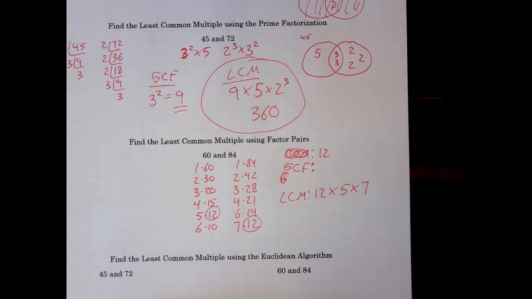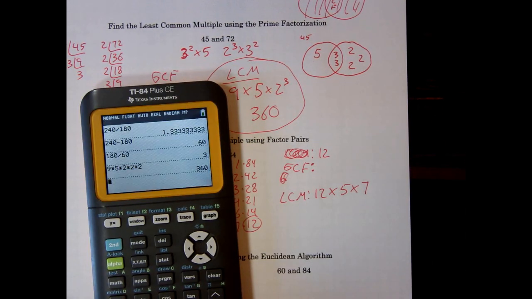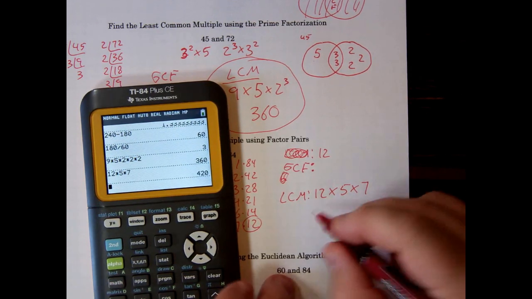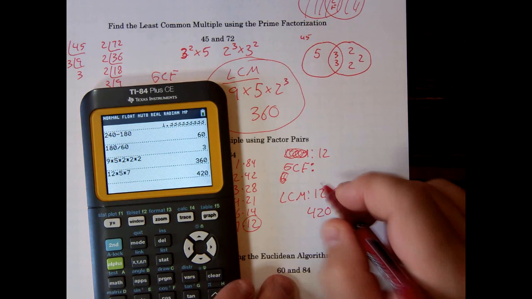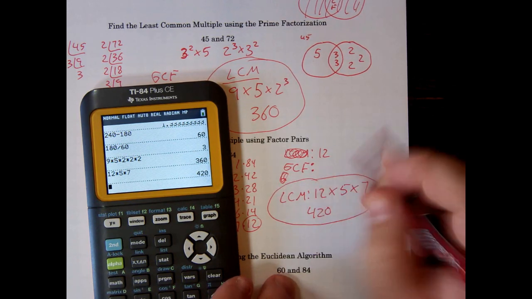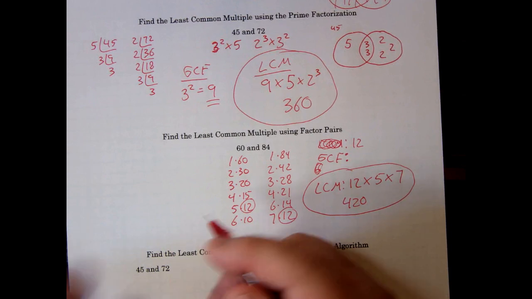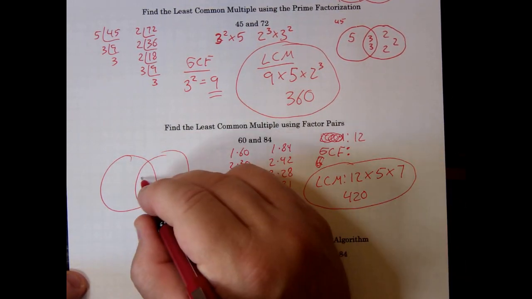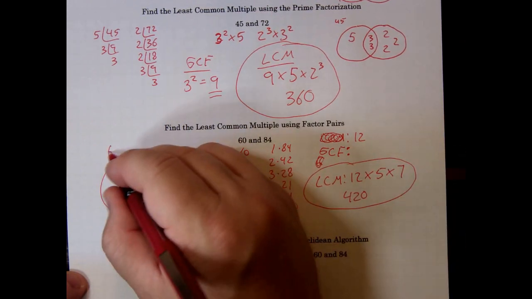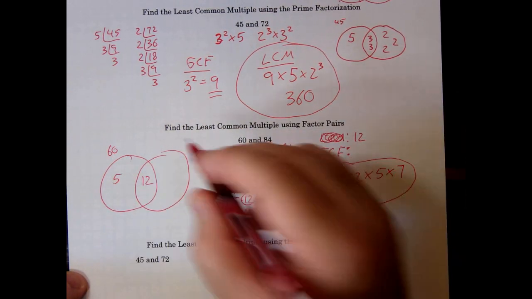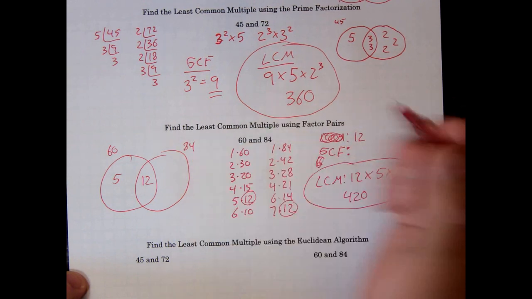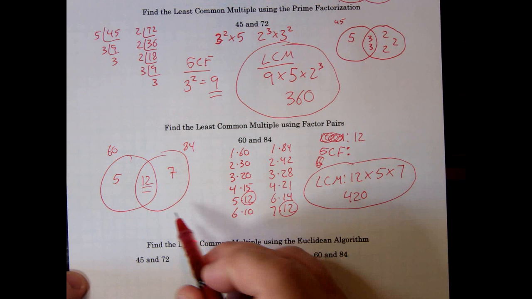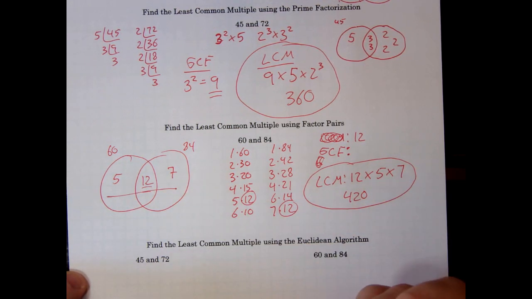Again, just grab the calculator. 12 times 5 times 7 is 420, the least common multiple. And again, if you think about this with the Venn diagrams, the 12 was in the middle. The 60 still needed the 5. The 84 still needed 7. Greatest common factor, and then all of those together, least common multiple.